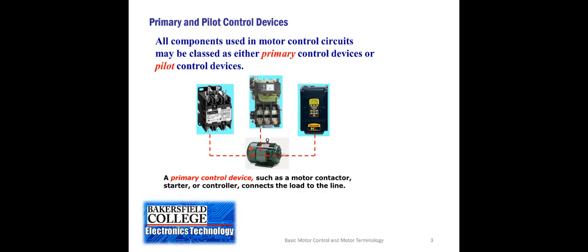Sometimes we connect across the line, which means that all of the voltage that is coming from the power line connection goes directly to the motor, and there's no reduced voltage or other things that happen, no current limiting or anything of that matter. So contactors, starters, controllers, variable frequency drives, things like that are considered primary control devices.